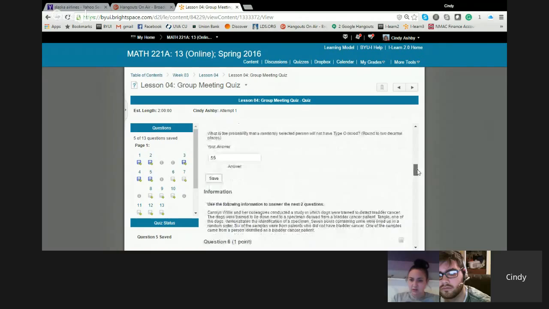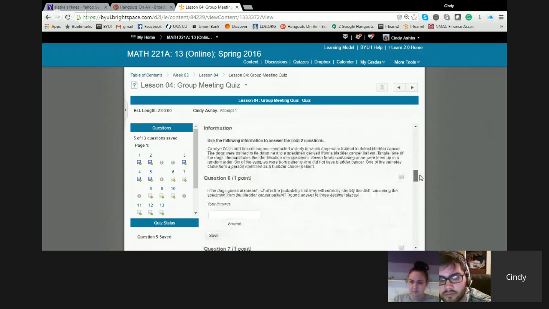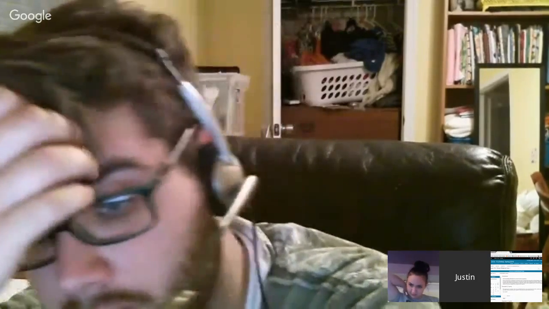All right, does somebody else want to read the next section? Carolyn Willis and her colleagues conducted a study in which dogs were trained to detect bladder cancer. The dogs were trained to lie down next to a specimen derived from a bladder cancer patient. Dangle, one of the dogs, demonstrates the identification of a specimen. 7 bowls containing urine were lined up in random order. 6 of the samples were from patients who did not have bladder cancer, while 1 of the samples came from a person identified as a bladder cancer patient.